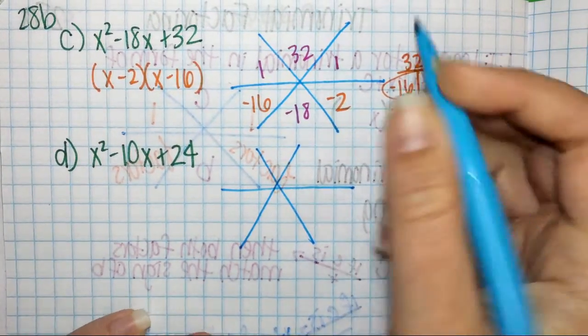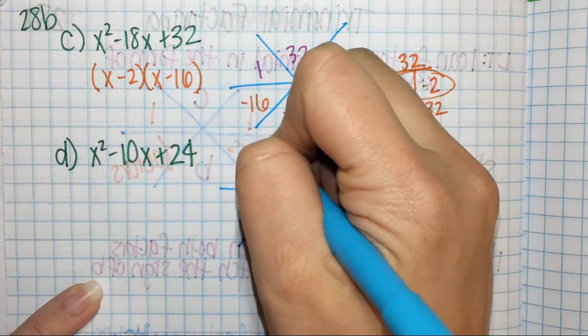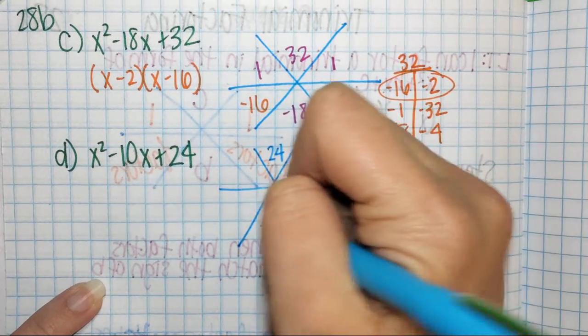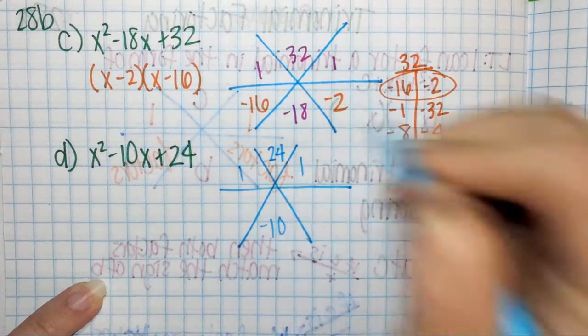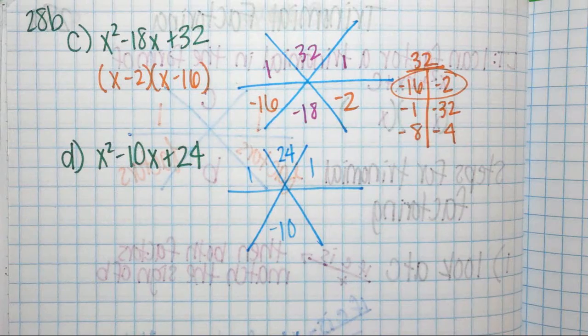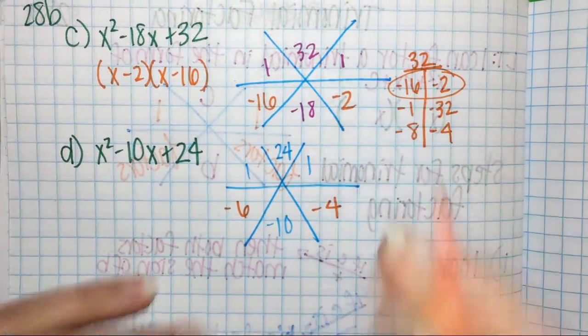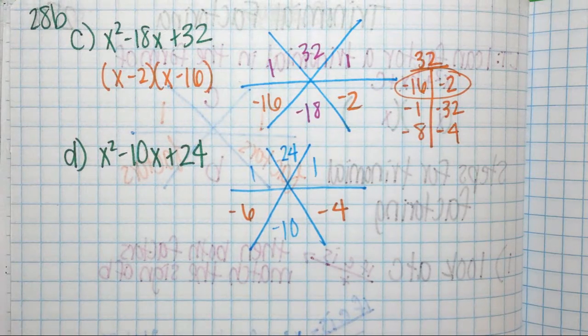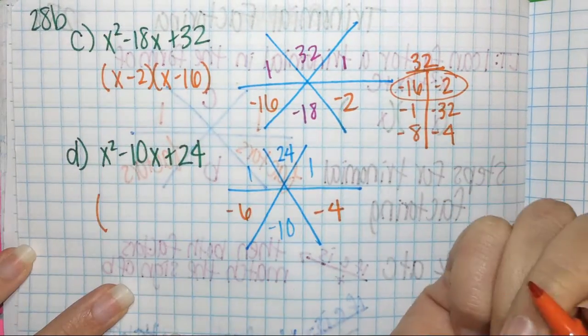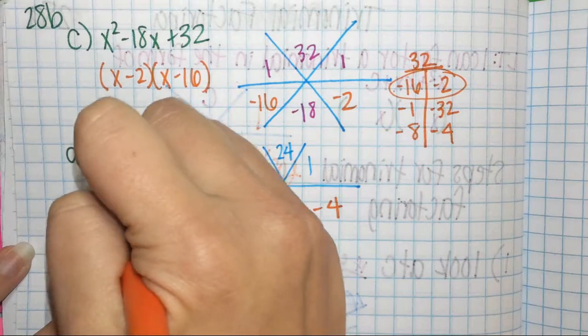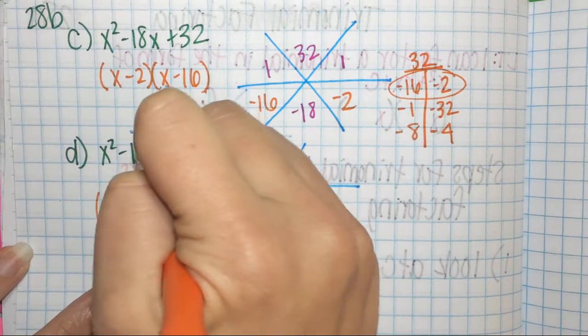Alright, so on the top part of our star, we should have 24. The bottom part, we should have negative 10, 1, and 1. Now, what did we get for our factors this time? Negative 6 and negative 4. So then in your parentheses, you get x minus 6 times x minus 4.